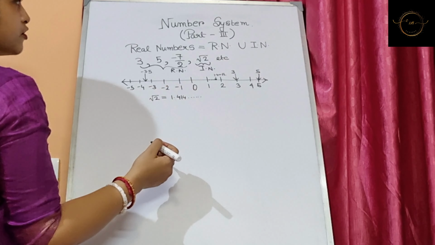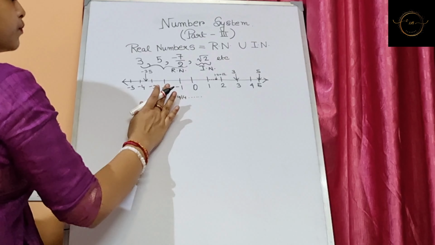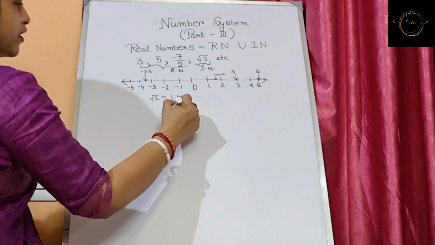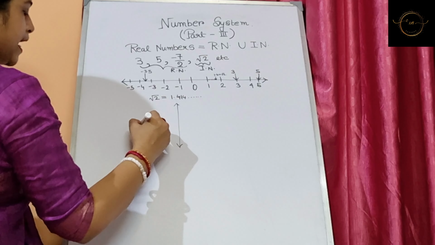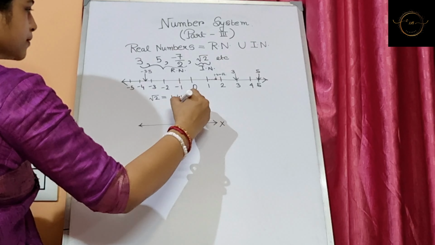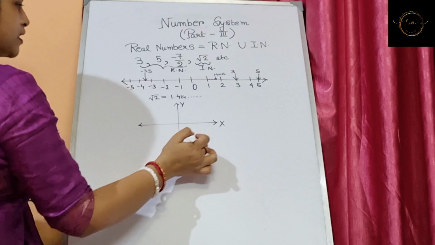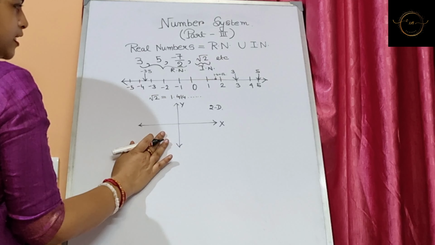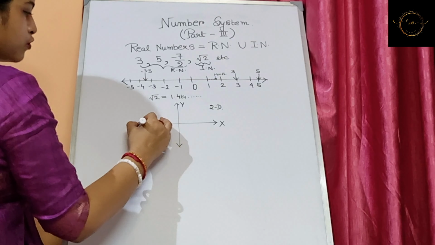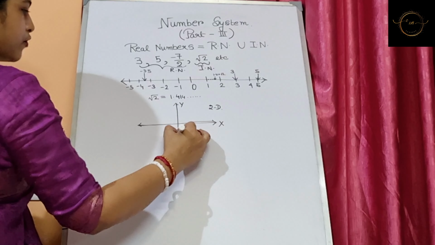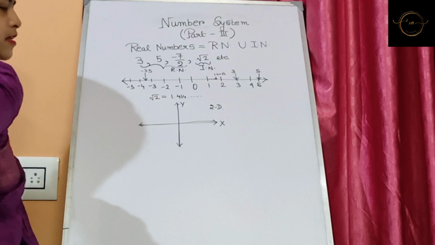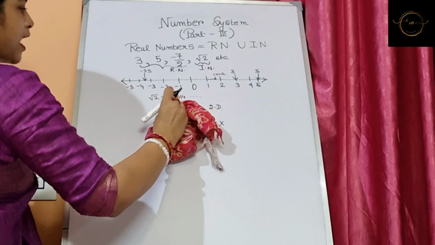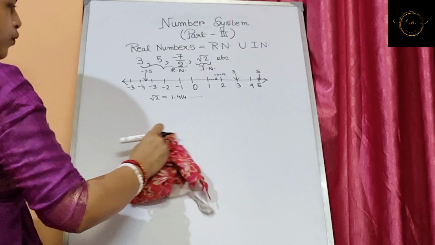There is another set of numbers which cannot be plotted on this line. We know the coordinate plane, that is the x-axis and y-axis. Real numbers are plotted in this 2D coordinate plane, where this is one real line and this is another real line. But in higher classes, you will learn another set of numbers, that is complex numbers. I hope I will share that chapter also one day.